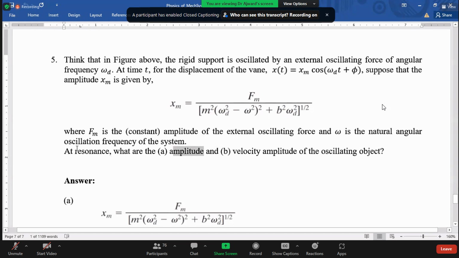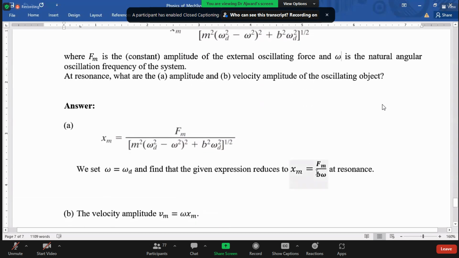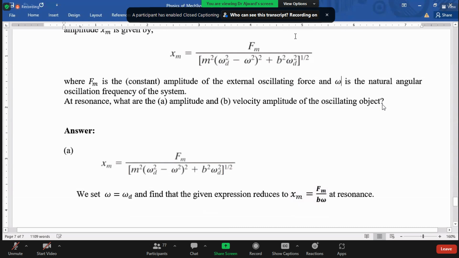Now I think you can remember that at resonance, the driving frequency is equal to the natural frequency, where omega is the natural frequency. So you just put omega d equal to omega, so this term disappears, and you are left with only Fm over the square root of b squared omega d squared. So you actually get Fm over b omega, because you take the square root of the square, right?